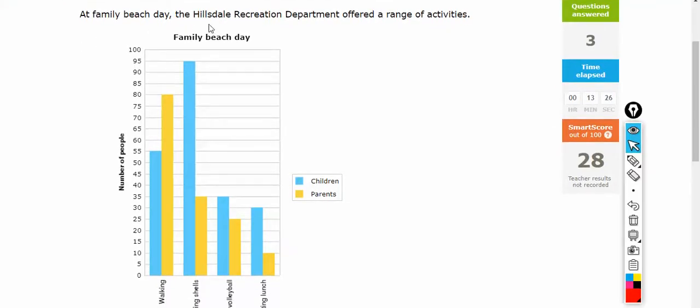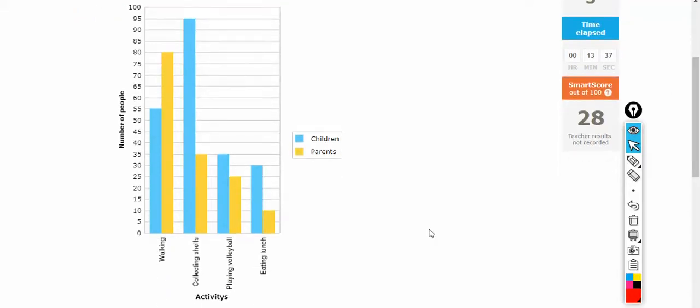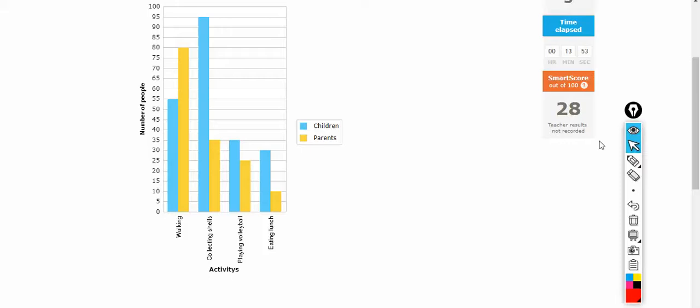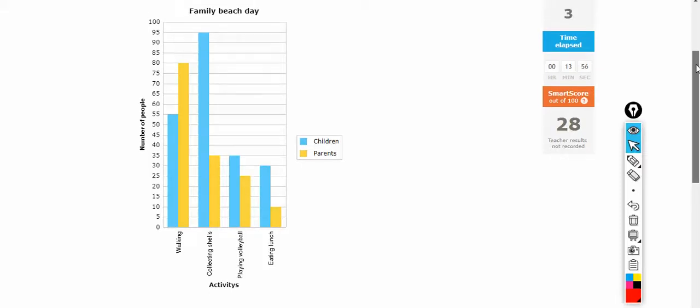At the Family Beach Day, the Hillsdale Recreation Department offered a range of activities for children and parents. So they had walking, collecting shells, playing volleyball, eating lunch. Let me shrink this down a little bit. And you can see that there were different numbers of people. There was a difference between the number of children and the number of parents.